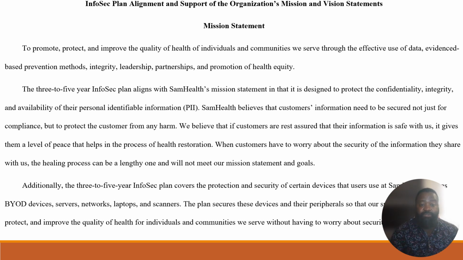Additionally, the 3 to 5 year InfoSec plan covers the protection and security of certain devices that users use at SamHealth, such as the BYOD devices, servers, networks, laptops, and scanners. The plan secures these devices and their peripherals so that our specialists can work knowing that they're going to protect and improve the quality of health for individuals and communities that we serve without having to worry about security.